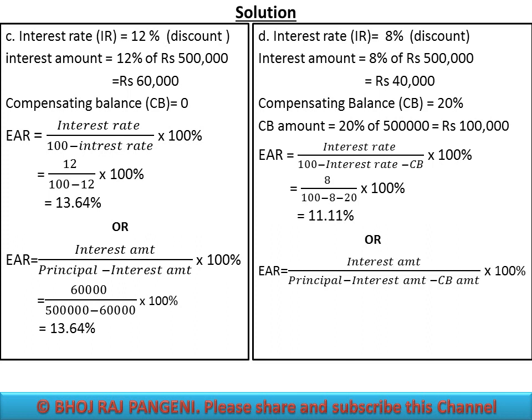Use the other formula, that is the amount formula. EAR equals the interest amount divided by principal minus interest amount minus CB amount into 100%. Put the value of each factor. 40,000 divided by 5 lakh minus 40,000 minus 1 lakh into 100%. The answer is the same, 11.11%.